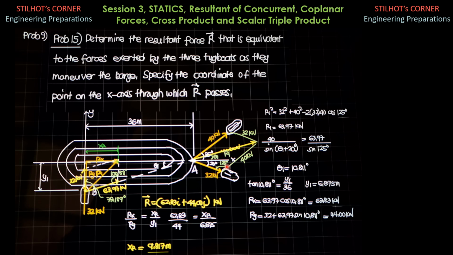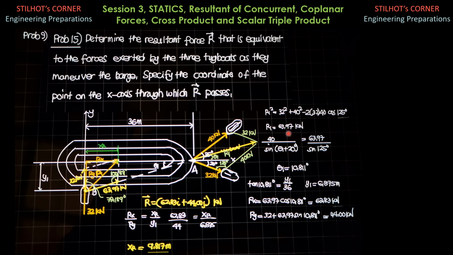This is 125 degrees because the given here is 20 plus 35, 55 degrees. And remember that adjacent angles of a parallelogram are supplementary. So this is 180 degrees minus 55 degrees. That's why we get 125 degrees. So since this is 32, this is the free vector of the 40 kilonewton force, and the angle here is 125 degrees. So by cosine law, R1 squared equals 32 squared plus 40 squared minus 2 times 32 times 40 cosine of 125 degrees. So R1 is 63.97 kilonewtons.